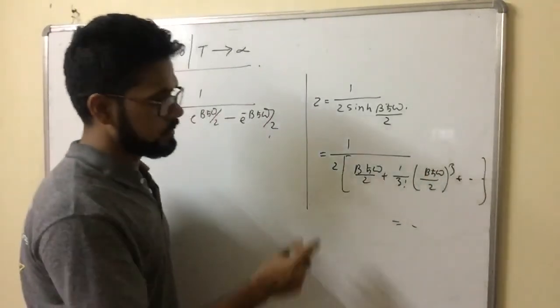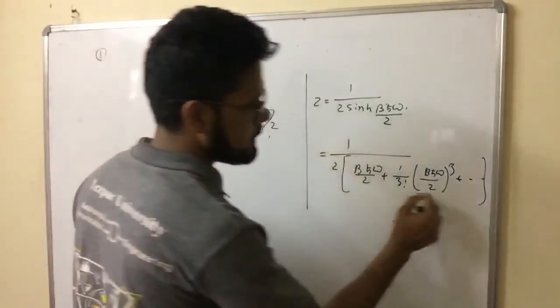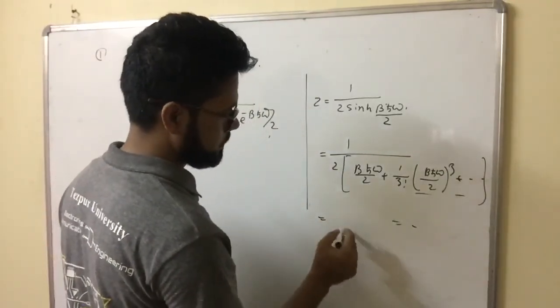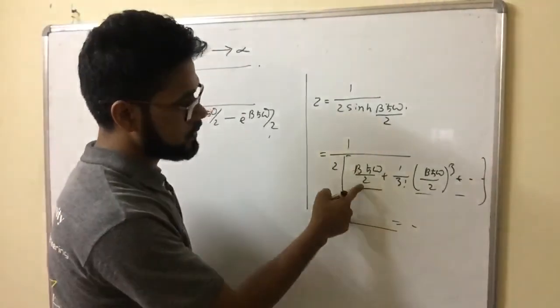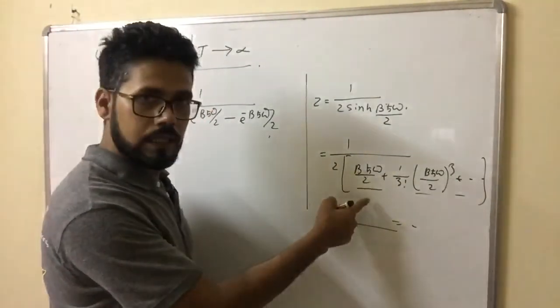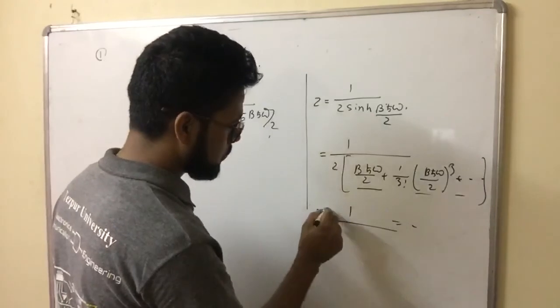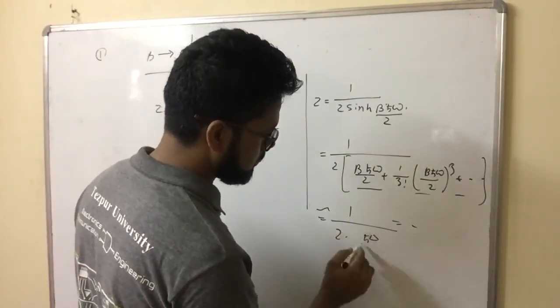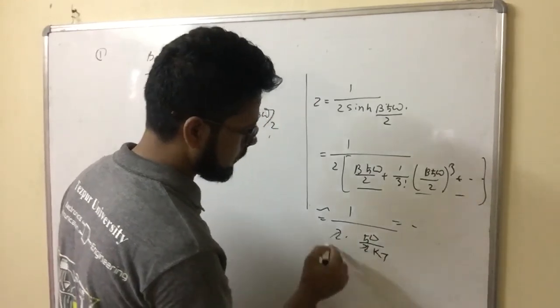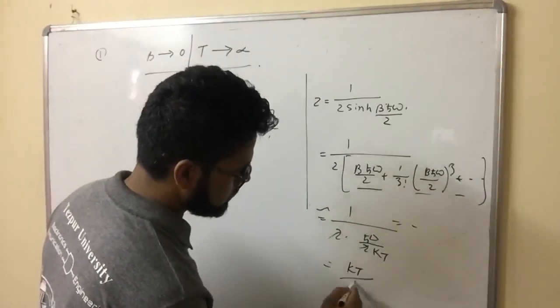So if the temperature is very high, I will not consider the higher terms. So what happened? I can take only the first term, because the temperature is very high. The temperature is in the denominator, beta equal to 1 by kT. So I will only consider 2 into beta h cos omega by 2. Beta h cos omega means h cos omega by kT. So 2 cancels, equal to kT by h cos omega.